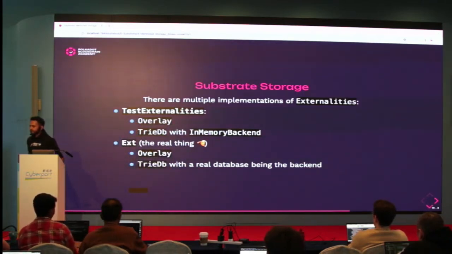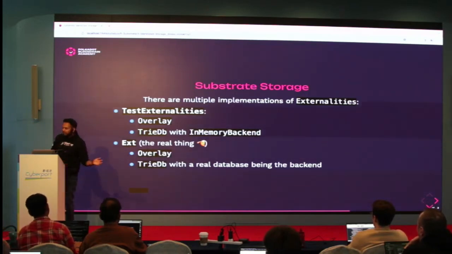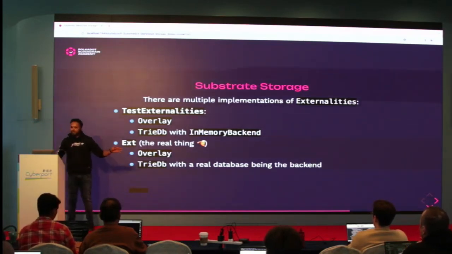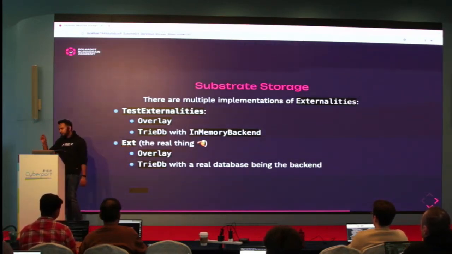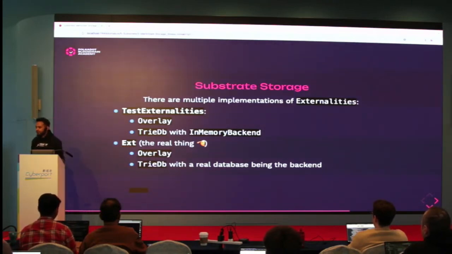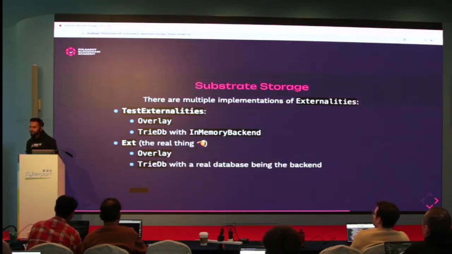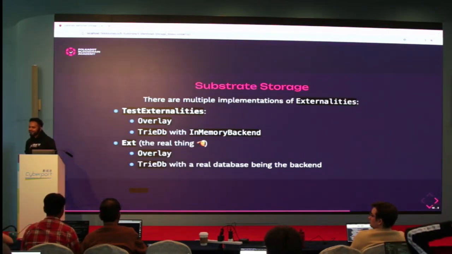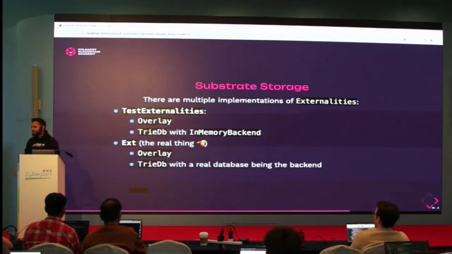Question: for the purpose of the assignment, we're not supposed to be implementing this, but we're supposed to be aware. I mean, ext is already there in your actual node, and the test externalities, you are using it. Yeah, you don't have to implement it. It's there. But we should be aware of it, I guess. Yeah, because of what we talked about, performance and cache. And for your assignment, you don't even need to care about that. But you should know about this as a runtime developer.